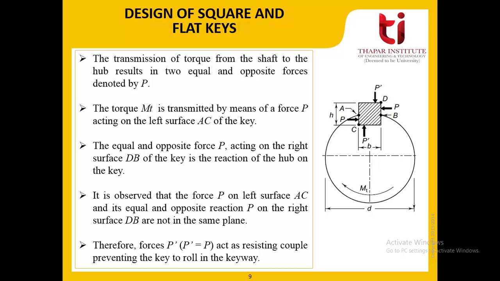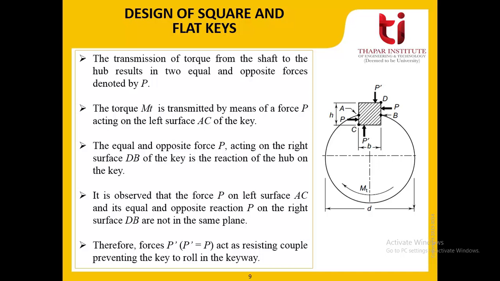But we cannot afford that. So there must be an equal and opposite couple acting. This couple is resisted by a resisting couple produced by forces P prime, which are shown on plane AD and plane BC in the diagram. So these are the forces which are acting.